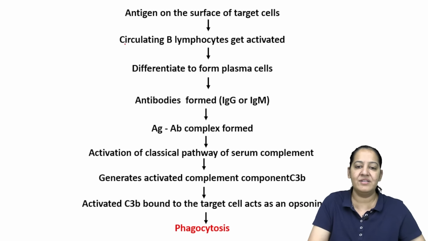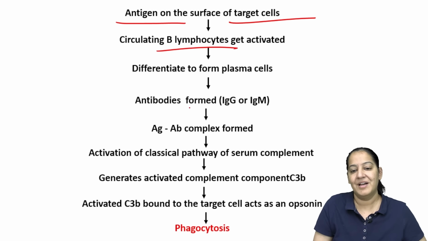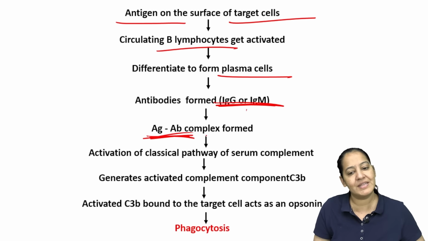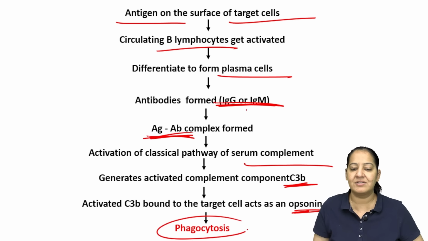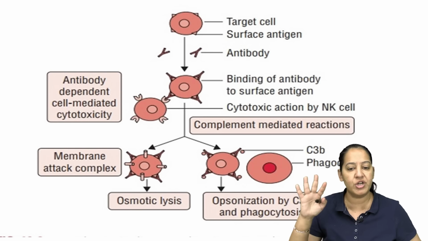So here the antigen is present on the surface of the target cell. It is directly going to B lymphocyte. B lymphocyte converted to plasma cell. The plasma cell forming IgG or IgM antibodies. The antibodies are forming complexes with the antigen. It is activating complement, especially C3b, which is acting as an opsonin, and it is resulting in phagocytosis. So this is the simplest way I can tell you in the form of the flowchart with the diagram.